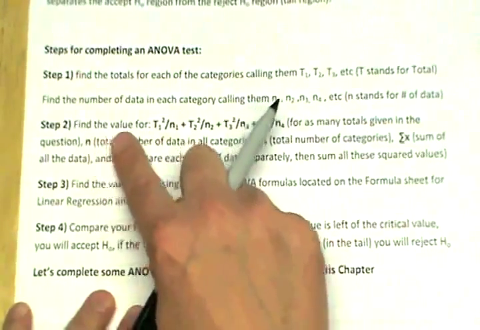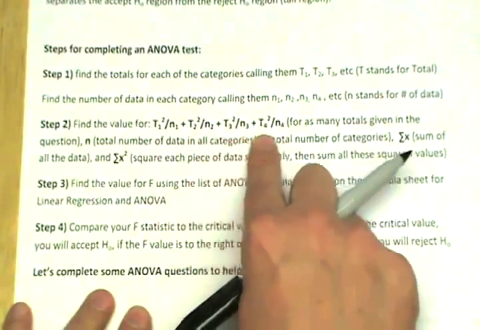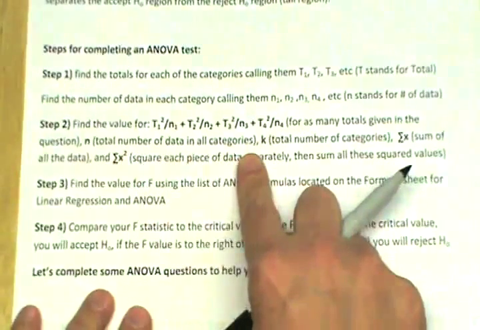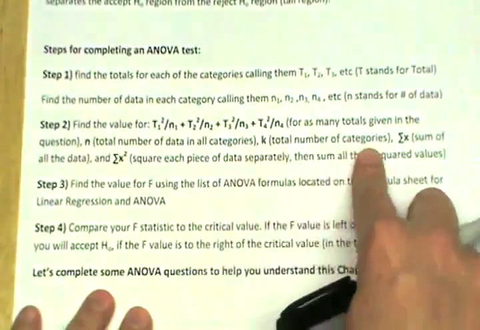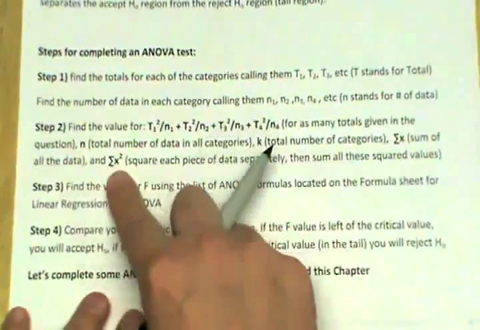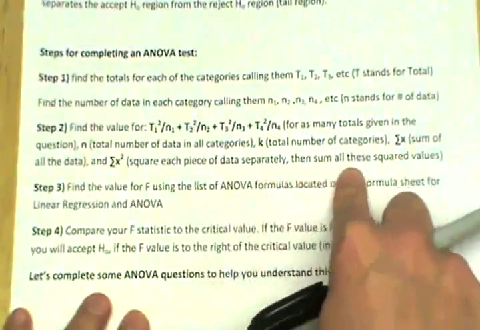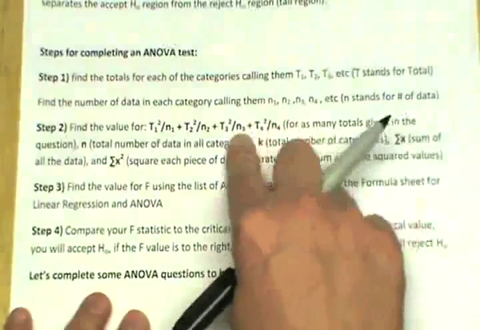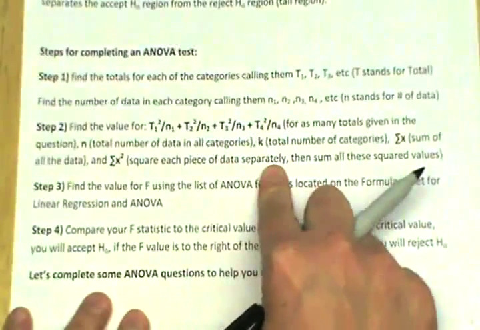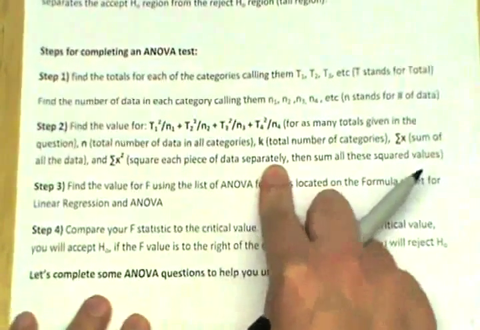Once we do that, we're going to find the value for T1 squared over N1 plus T2 squared over N2, etc. And we're going to find N, which is the total number of data, K, the total number of categories, the summation of X, which is the sum of all the data, and the summation of X squared, which is squaring each piece of data separately, then summing all of them up. So these are the 5 unknown values. If we can find these, then we can do all of the formulas that I just showed you on the ANOVA sheet very quickly.